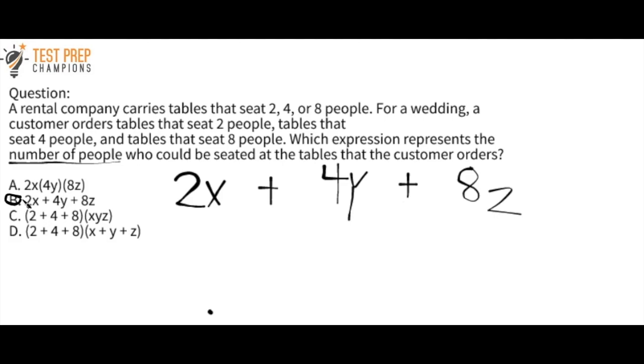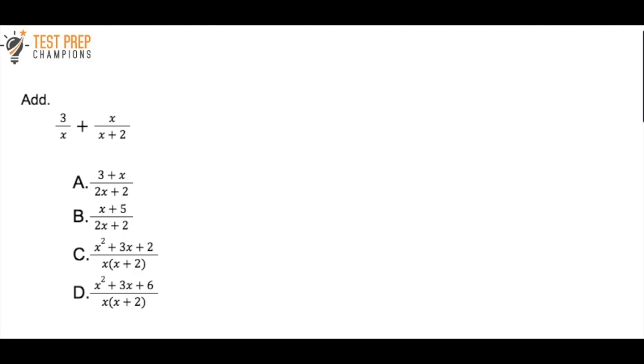Hopefully that makes sense. Okay, so the next question says to add 3 over x plus x over x plus 2. And you have A, B, C, and D, so you know the drill by now. Let's have you pause the video if you'd like to try to figure this out, and then we'll go over it. Okay, so the trick here is you have to know to get a common denominator.